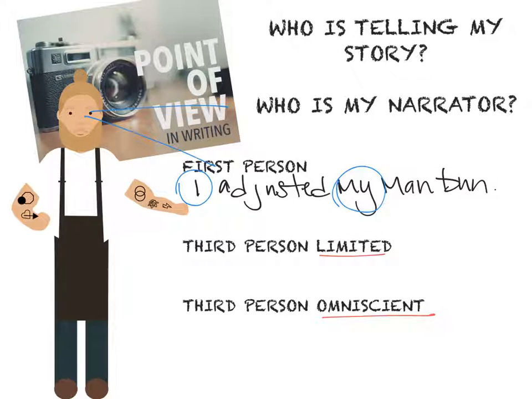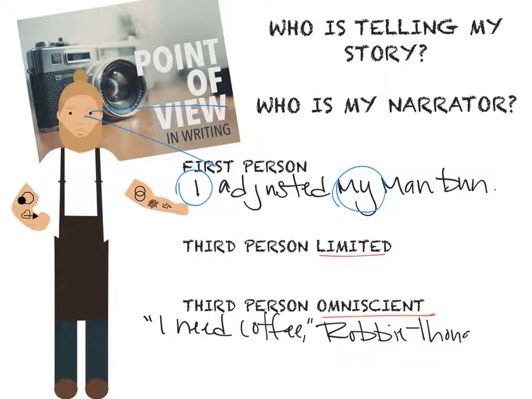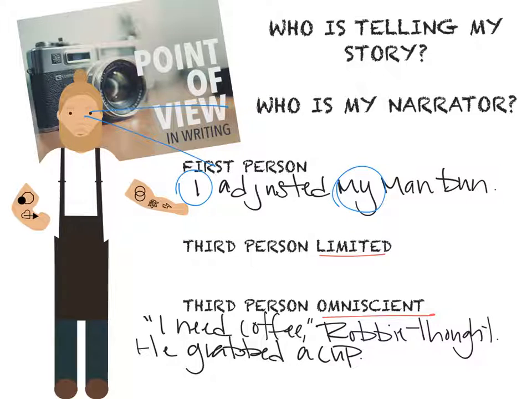So if I'm writing in third person omniscient, I might write something like, "I need coffee," Robbie thought. He grabbed a cup. Okay, so I'm using pronouns like he or his. I'm calling the character by name. But I also, in omniscient, get to see the character's thoughts and feelings.